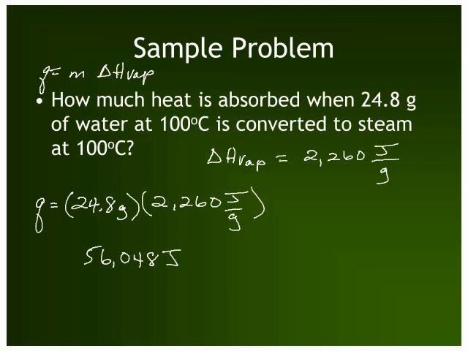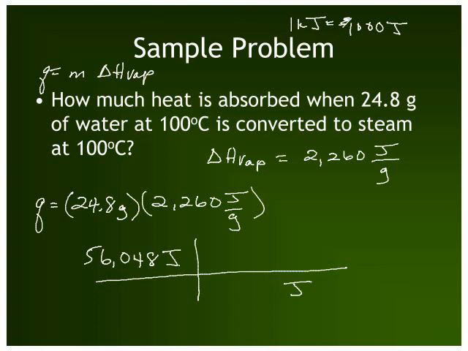56,048 joules. Now, a lot of times you'll see these in kilojoules, and it's a real simple conversion. 1 kilojoule is equal to 1,000 joules. So if I want to change this into kilojoules, I have joules up top to start, so diagonal down has to be joules, and then up above it we're changing it into kilojoules. And if you look at my conversion, next to kilojoules there's a 1, and next to joules there's 1,000. So we divide.